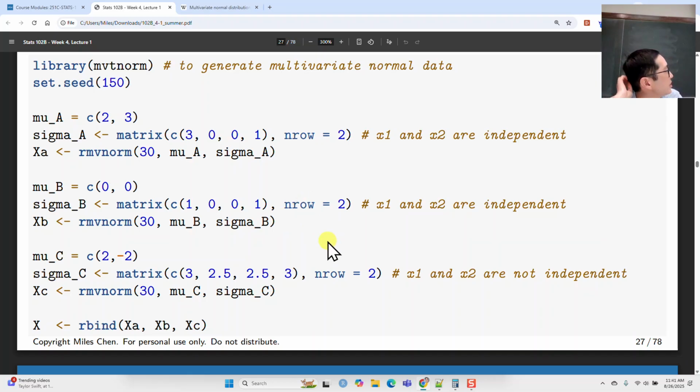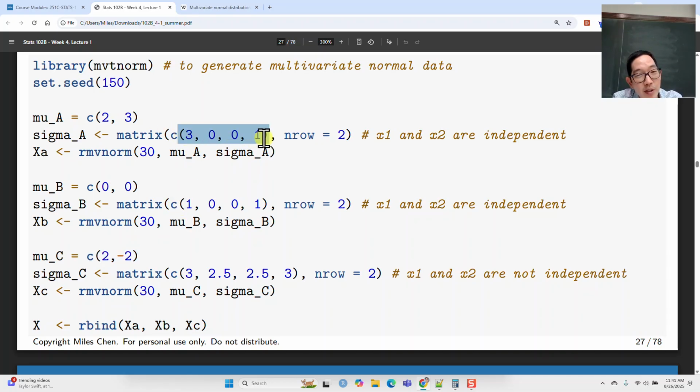Okay, so just to show an example, I'm going to generate data. I'm going to have 3 classes: class A, class B, class C. Class A is going to be centered at 2, 3, so that's upper right. Class B will be centered at 0, 0 at the origin, and class C will be centered at 2, -2, so lower right quadrant, I guess quadrant 4, okay?